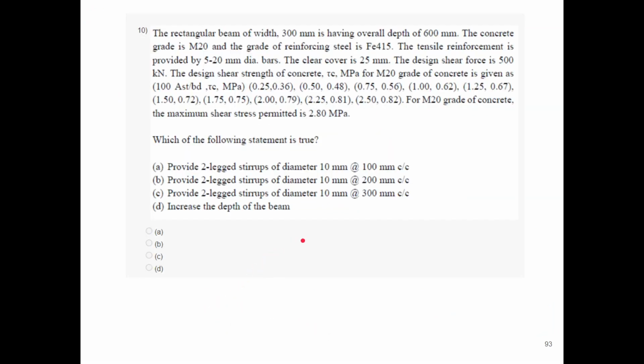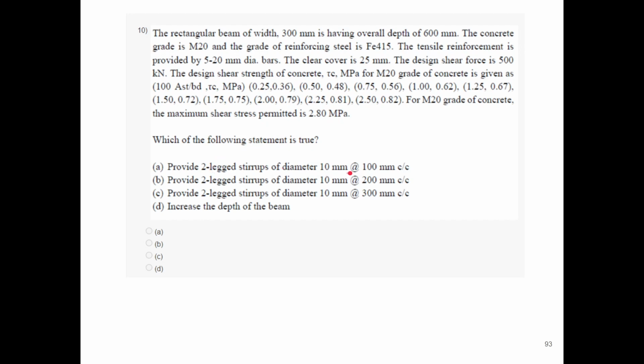Okay. And the last question: the rectangular beam of width 300 mm has an overall depth of 600 mm. The concrete grade is M20 and the grade of reinforcing steel is Fe415. The tensile reinforcement is provided by 5 20 mm dia bars. The clear cover is 25 mm. The design shear force is 500 kilonewton. The design shear strength of concrete tau c in megapascal for M20 grade of concrete is given as a function of 100 Ast by bd. So these are the values of tau c with respect to tensile reinforcement for M20. For M20 grade of concrete, the maximum shear stress permitted is 2.8 megapascal. So which of the following statements is true?